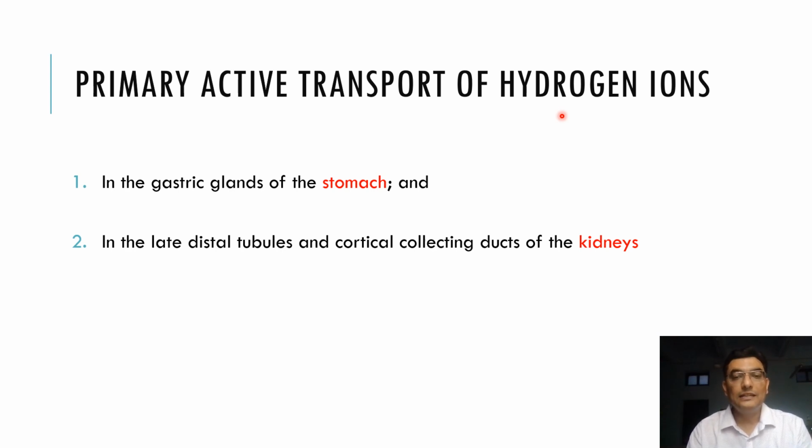Second is in the distal tubules and cortical collecting ducts of the kidneys. So the kidneys also have hydrogen ion pumps. There they eliminate excess hydrogen ions from the body fluids. So the primary active transport of hydrogen ions is especially important at two places in the body. First is the stomach and second is the kidneys. In the stomach, they secrete hydrochloric acid and maintain the acidity. And in the kidneys, they secrete the hydrogen ions from the body and maintain the pH.